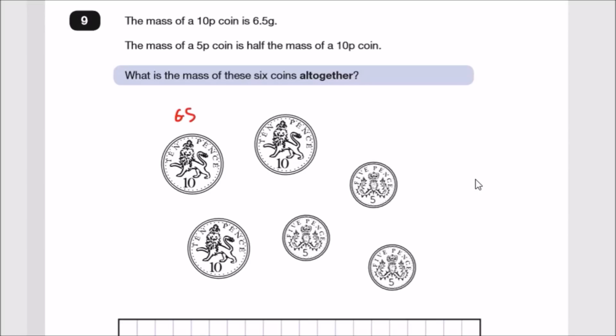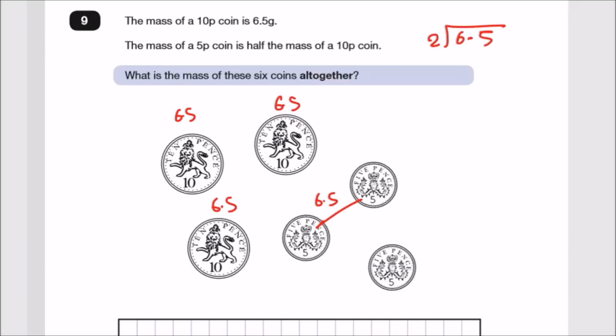So you've got 10, so you've got 6.5, 6.5, 6.5, and then you've got these 3, which is half of 6.5s. So combine these together, you make another 6.5 plus another, and then you just add the half of 6.5. So first thing, half of 6.5 means you divide 6.5 by 2.